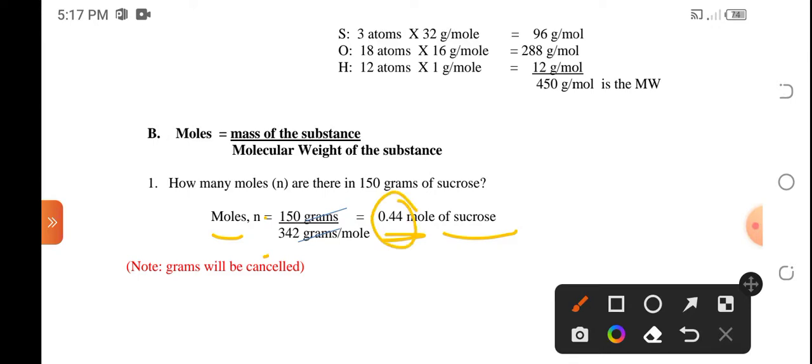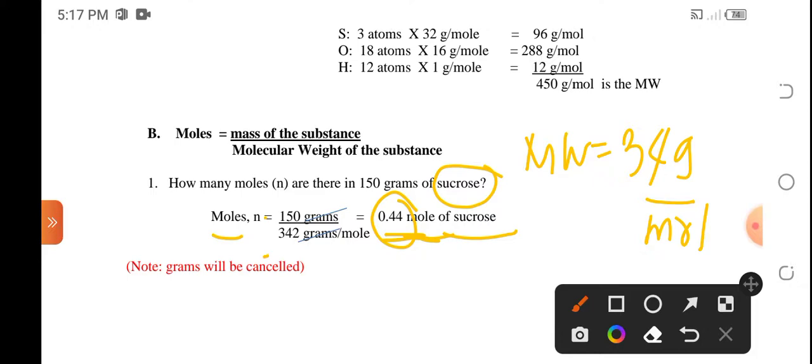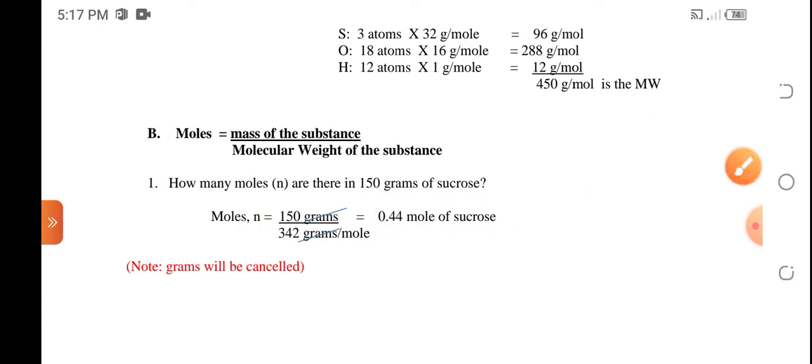Bakit less than 1 ang answer natin? Kasi nga, sabi natin kanina, for all sucrose, the molecular weight is 342 grams per mole. So, in 1 mole of sucrose, dapat 342 grams. Okay? Ang pinag-uusapan lang natin ay 150 grams, which is lower than 342. So, talagang less than 1 lang yan. Okay? Kasi nga, ang pinag-uusapan natin sa molecular weight ay per mole. Pag sinabi natin per mole, per 1 mole.